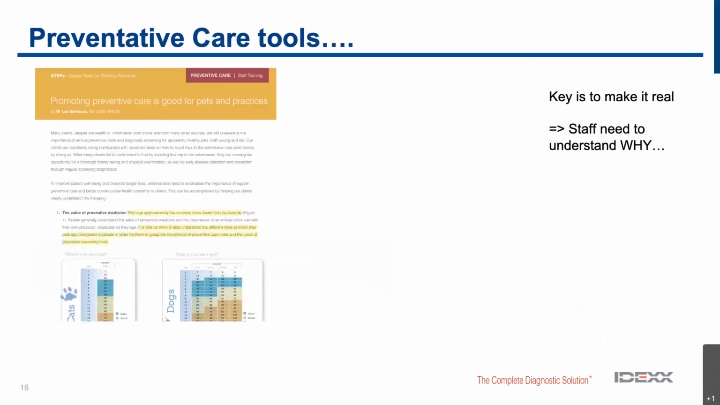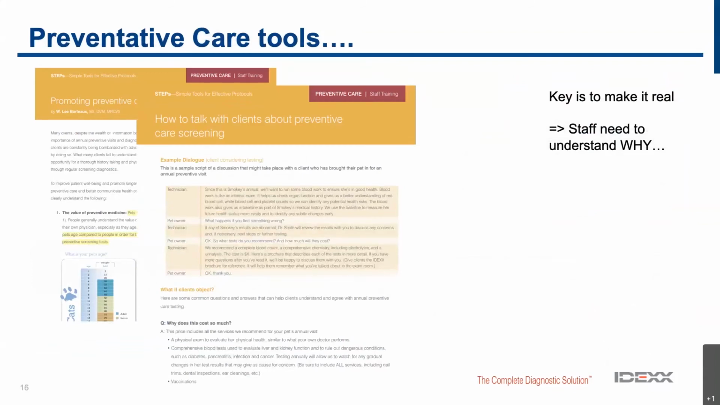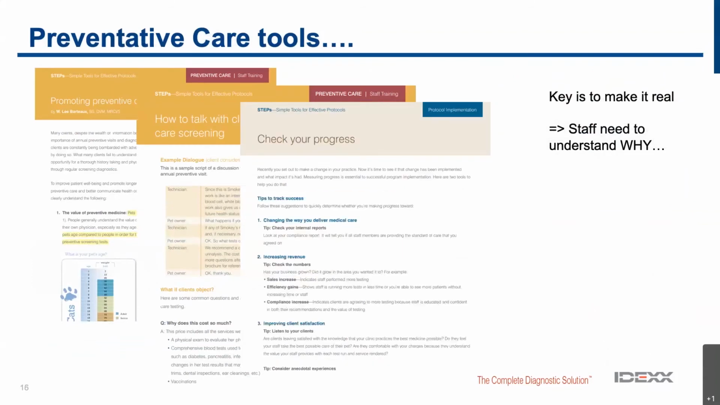The key is to make it real. So staff really need to understand why. So again, there are some great tools available in terms of promoting preventative healthcare, how to talk to clients about preventative screening, checking your progress, tips and tricks along the way. But the key is the staff need to be engaged, the staff need to understand why we're looking to do this, and if they understand that, then they're not going to be putting up barriers to this becoming something that you do on a routine basis in your hospital.